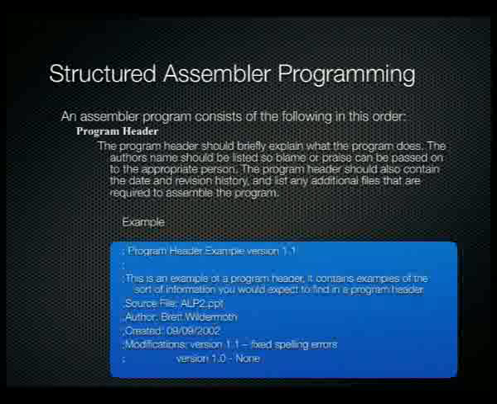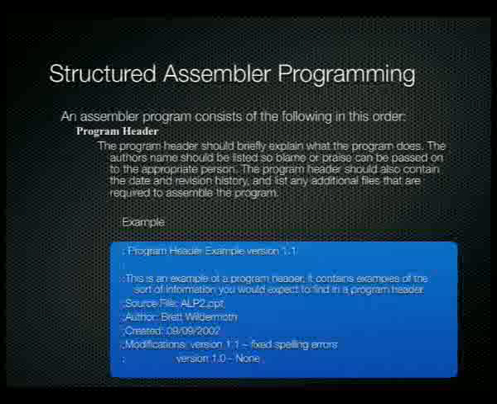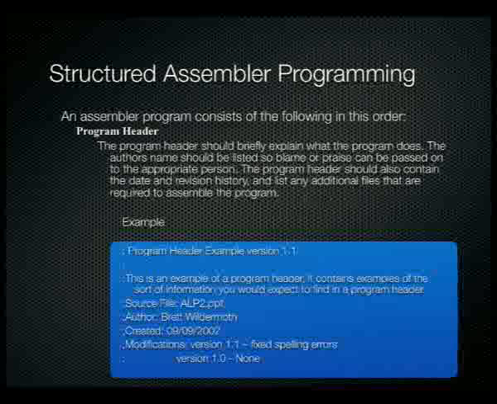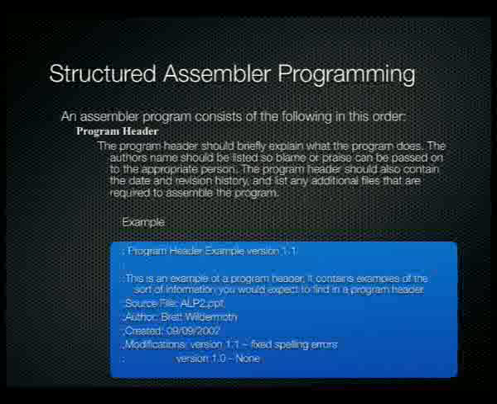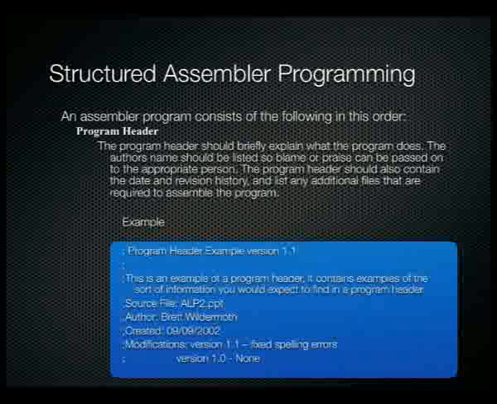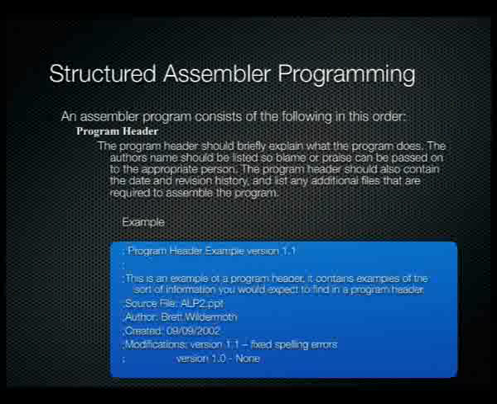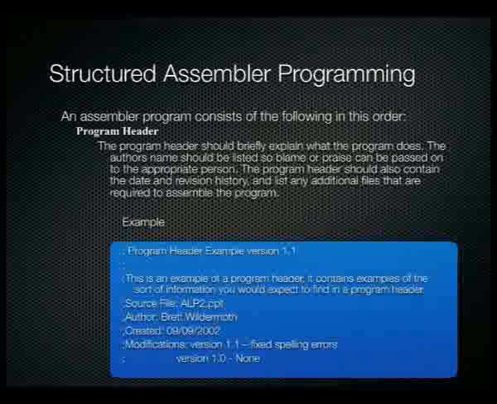It should contain the author's name, so that way you can know who to blame if it doesn't work, or you can know who to contact if you want some more detail about the code. It should also refer to any dates and revisions. So if it's a particular date that you wrote this code, you include it there, because you might be looking for a chunk of code that you wrote on a different date or a chunk of code that's of a different version.